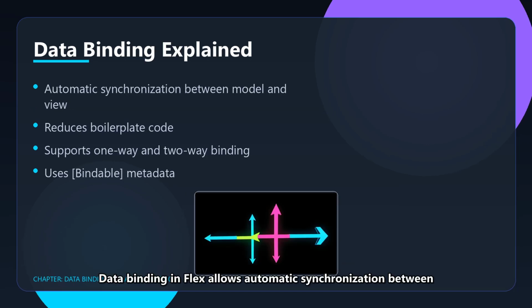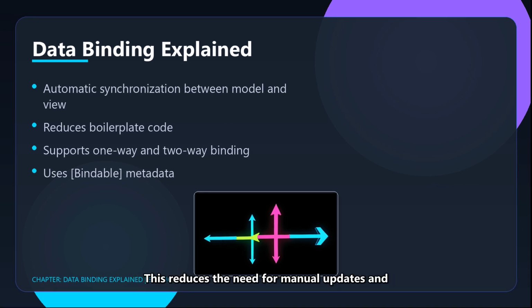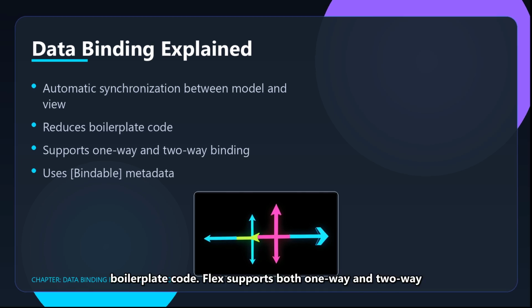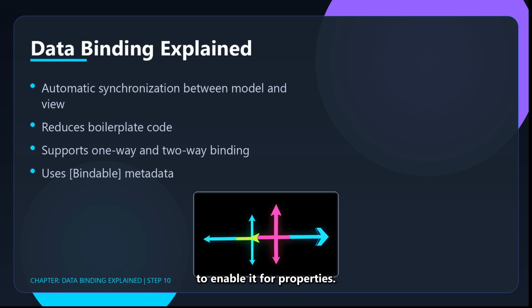Data binding in Flex allows automatic synchronization between the application's data model and its user interface. This reduces the need for manual updates and boilerplate code. Flex supports both one-way and two-way binding, and developers use the bindable metadata tag to enable it for properties.